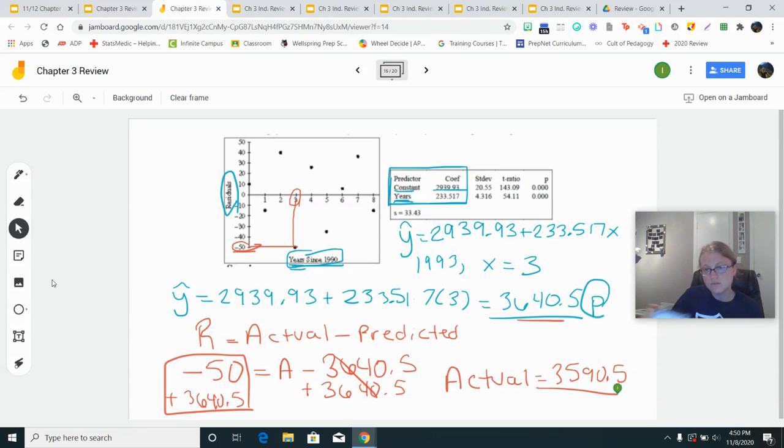So that's how you can use the residual plot if you don't have the original data, but you can make a prediction and then backtrack using the residual plot. That will allow you to find the actual data if you in fact do not have it.